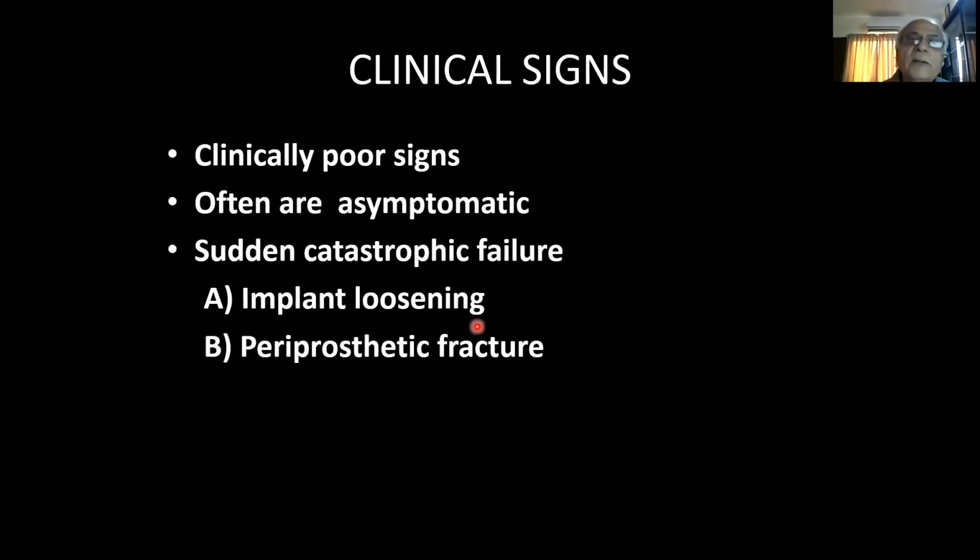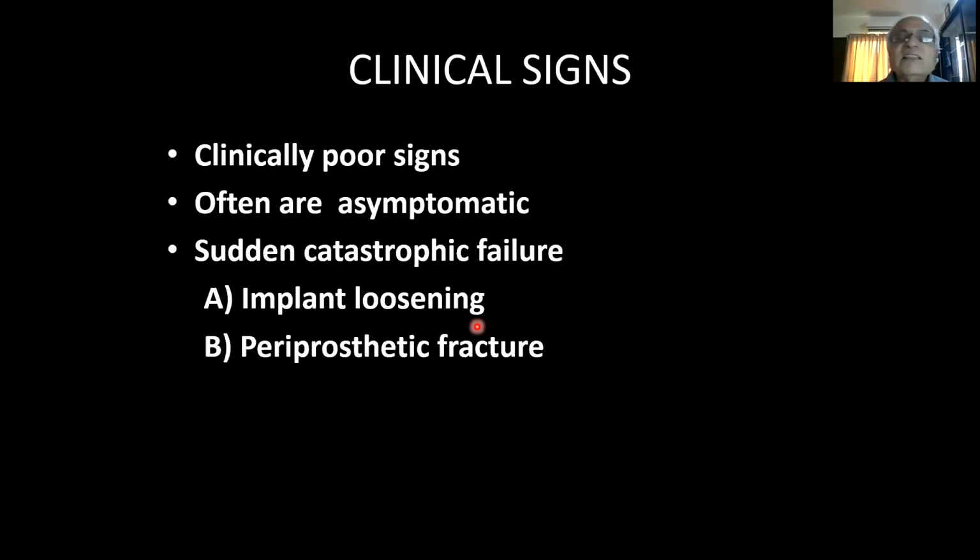What you have to suspect after 7 or 10 years is they will have very mild discomfort. They will say, sir, up to 7 years I was all right, but I got something which I can't explain. So you need to do something, which I will tell you what you have to do. And they're often asymptomatic.